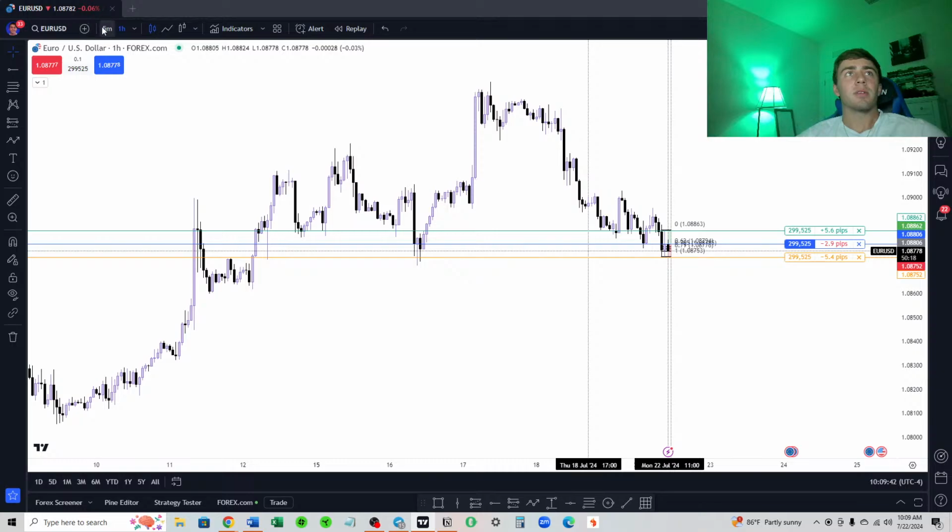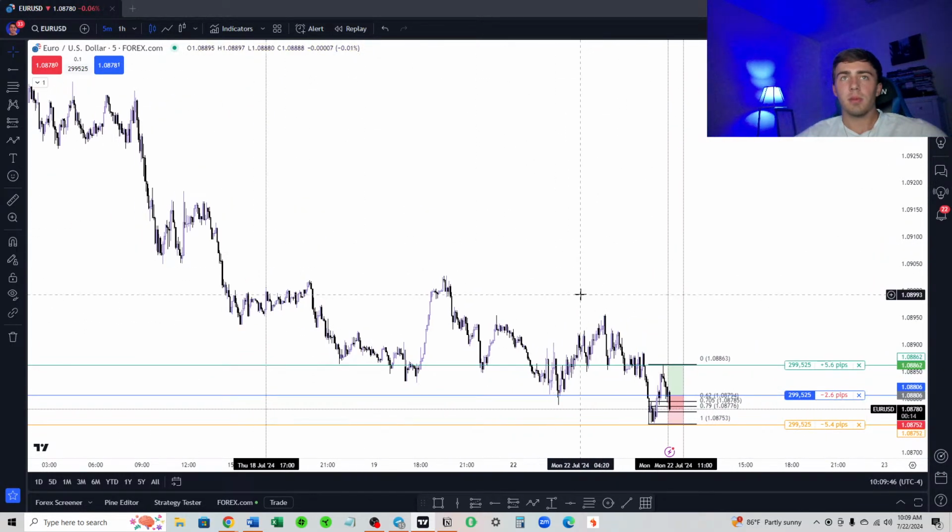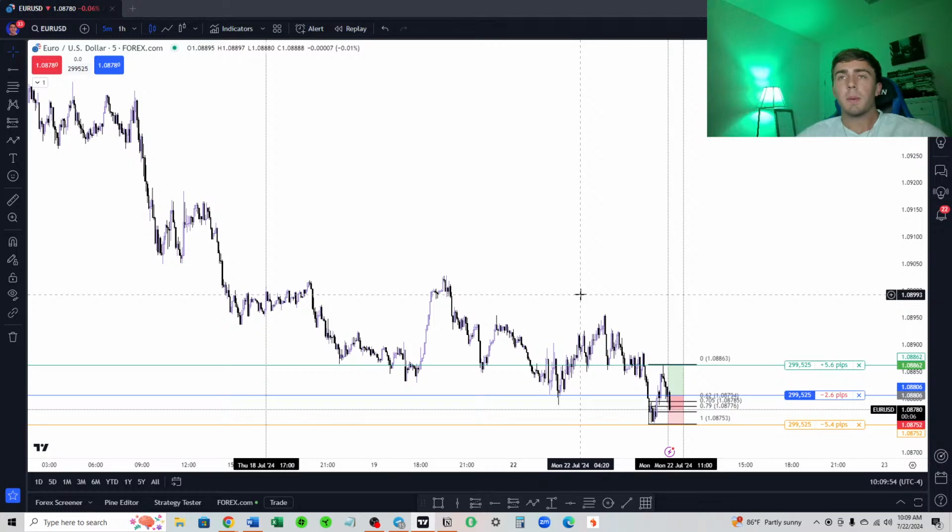But for that I usually zoom out. I try to zoom out always, and I'm really looking at the specific trading day, but we'll see how this plays out.